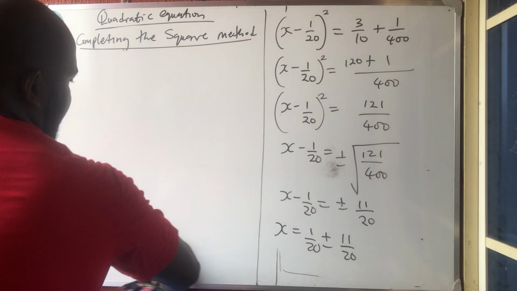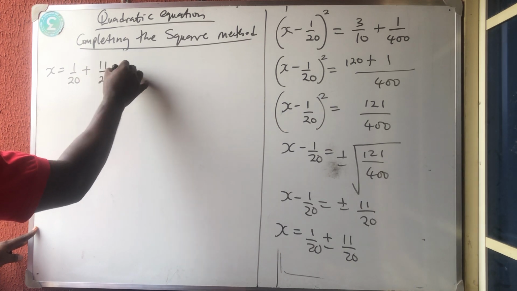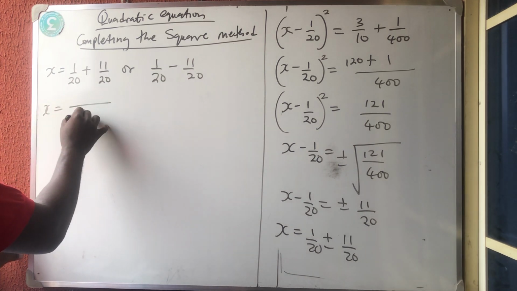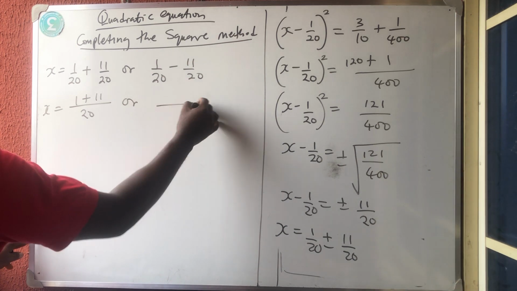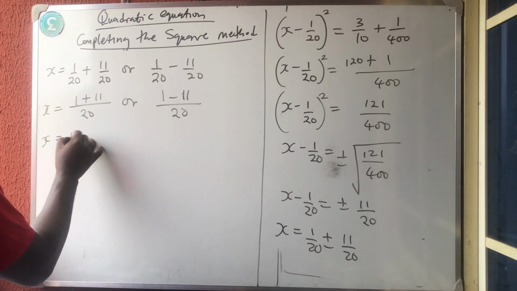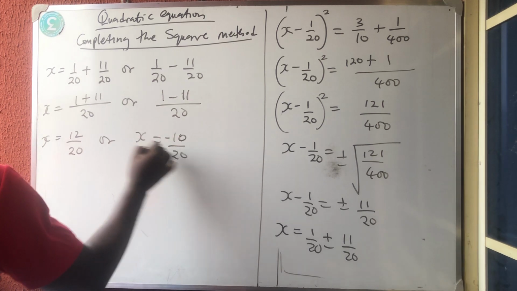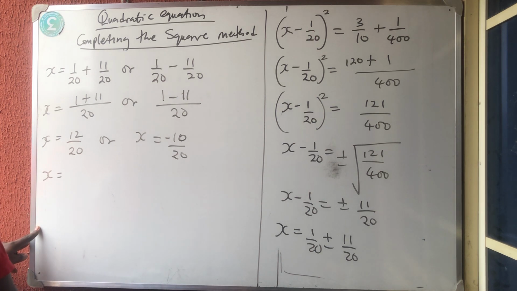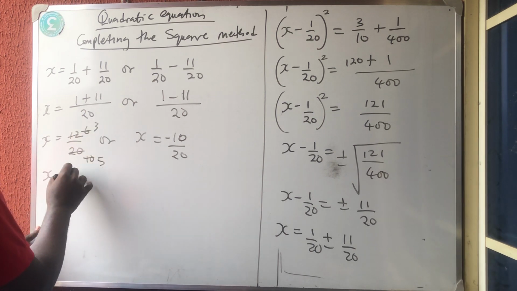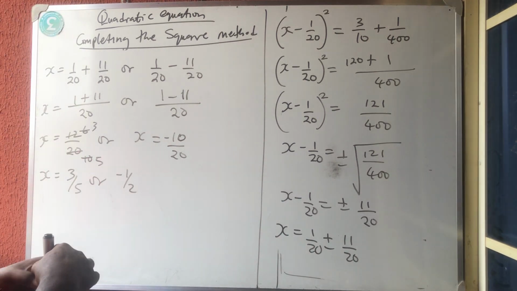So take the plus, then take the minus. So my answer is now x is equal to 1 over 20 plus 11 over 20, or 1 over 20 minus 11 over 20. So LCM, x is equal to the 20, 1 plus 11, 20, 1 minus 11. So I'm having x is equal to what? 12 over 20, or x is equal to what? Minus 10 over 20. So what am I having? x is equal to what? 2 here 6, 2 here 10, 2 here 3, 2 here 5. So I'm having 3 over 5 here, or minus 1 over 2. Okay, so that is that.